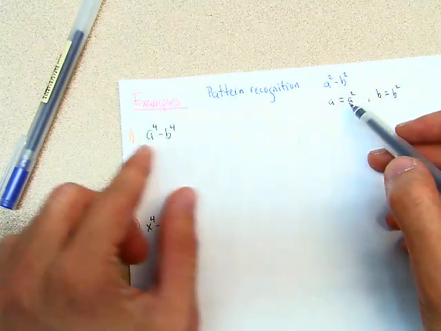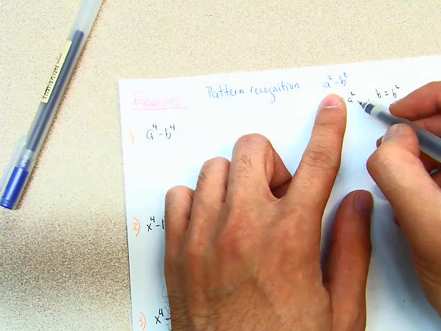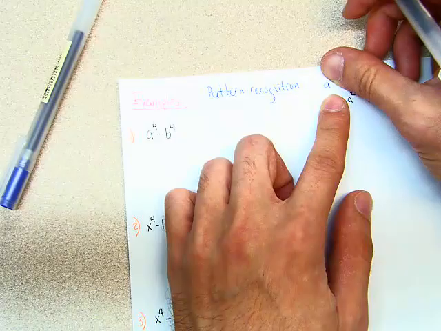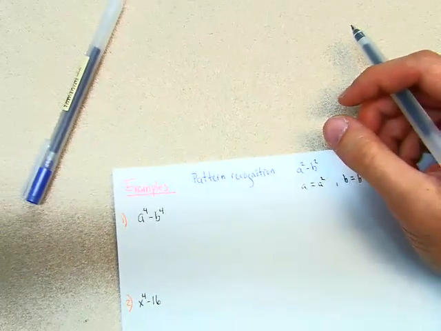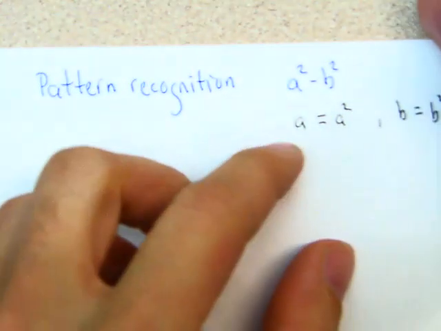But watch what happens if you let a be a squared, and you substitute a squared into this a. Oops, hold on, let me zoom in a little bit. Okay, I'll say that again.